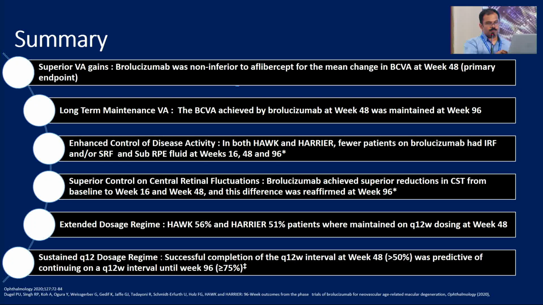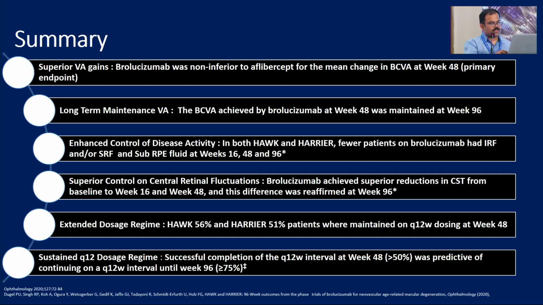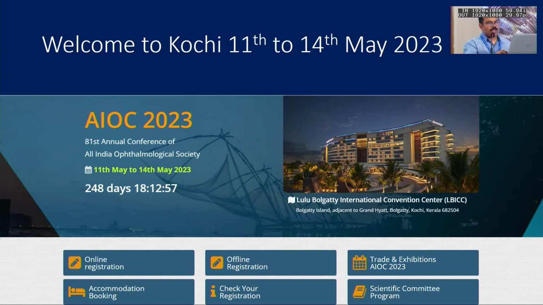So this is the summary. Brolucizumab in clinical trials is non-inferior to aflibercept. Long-term maintenance and control of retinal thickness fluctuations can be there, and a lot of patients are on 3 monthly dosages.